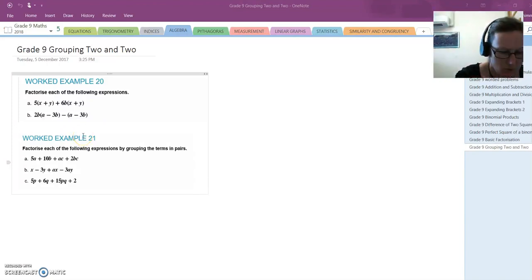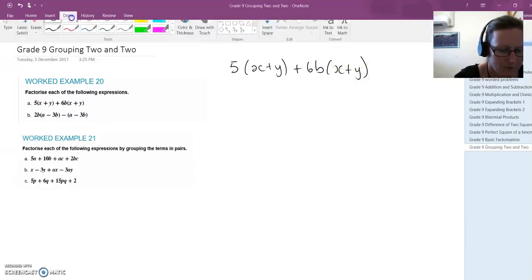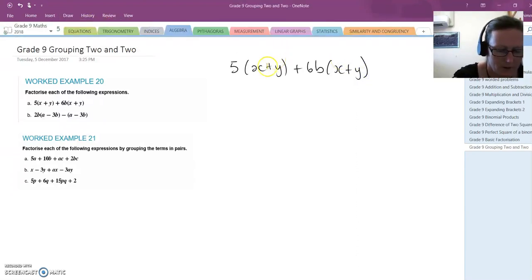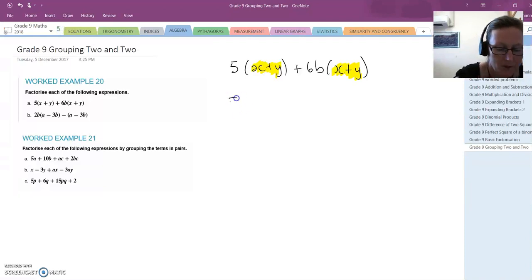With worked example 20a, we have 5(x + y) + 6b(x + y). So we have 2 terms. Each of the terms has x plus y in the brackets. So this is the highest common factor, or the common term to those 2 expressions. So what we do here is we take our highest common factor out the front.